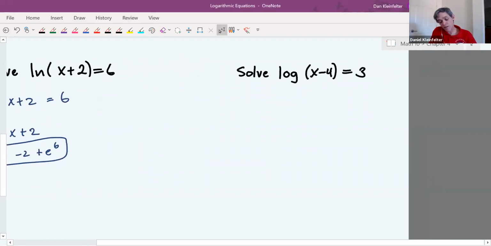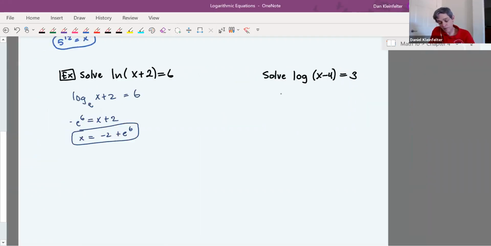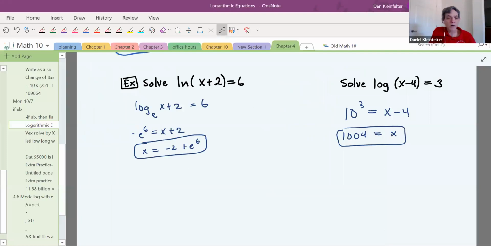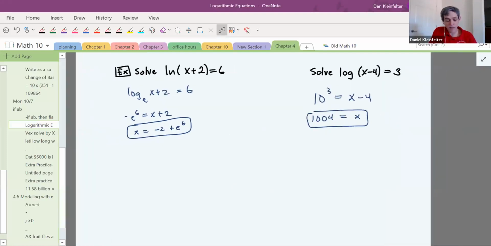All right, next we have log of x minus 4 is equal to 3. So that's base 10, right? There's a common logarithm. 10 to the 3rd power is equal to x minus 4. So 1004 is our x. Okay, in both of those, they were just logarithm equal to a number, and so we just rewrote them in exponential form to solve.